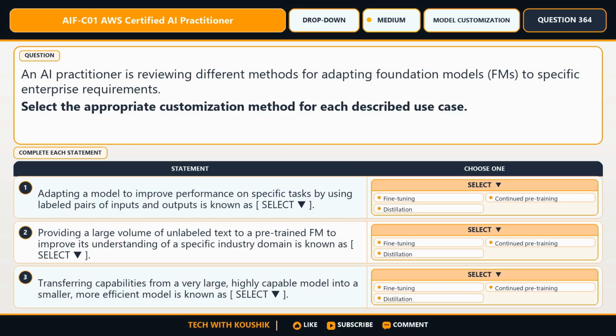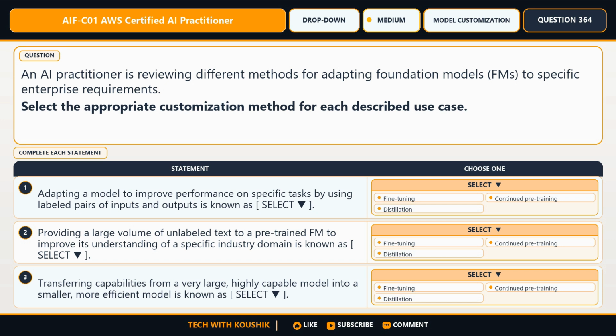Question number 364 is a good test of exam judgment. This scenario tests whether you recognize the controlling constraint. An AI practitioner is reviewing different methods for adapting foundation models, FMs, to specific enterprise requirements. Select the appropriate customization method for each described use case. Use the context of each statement to select its drop-down value.